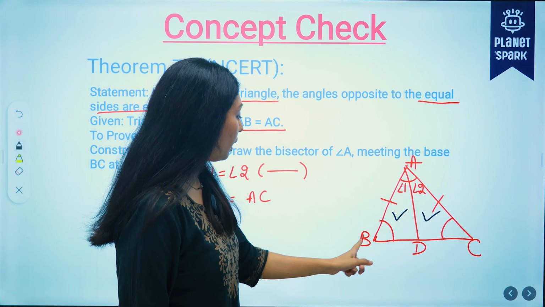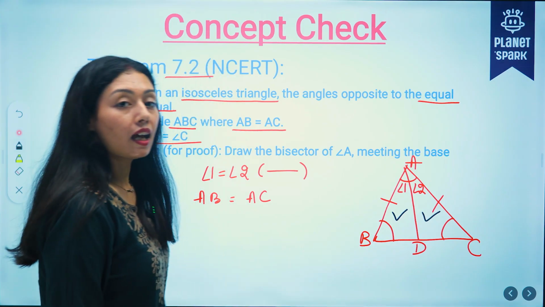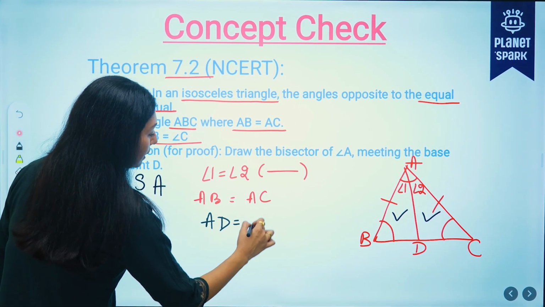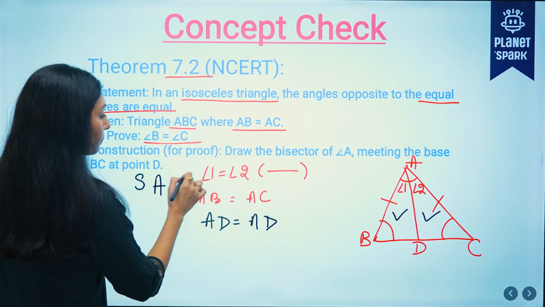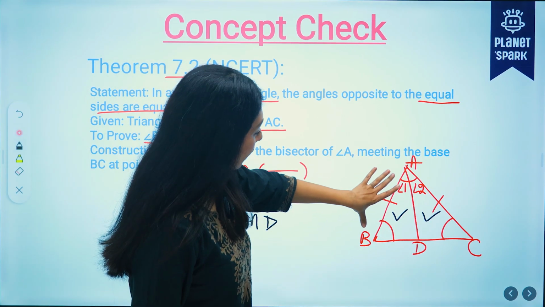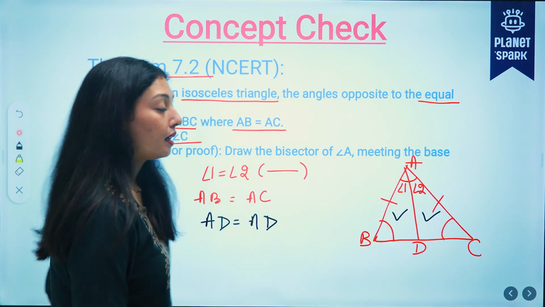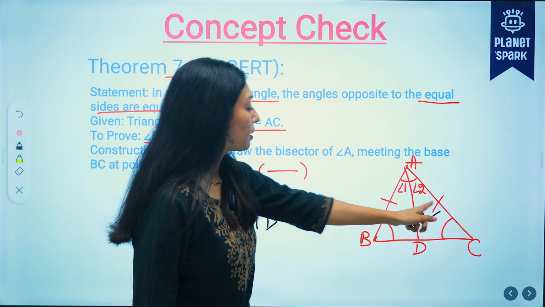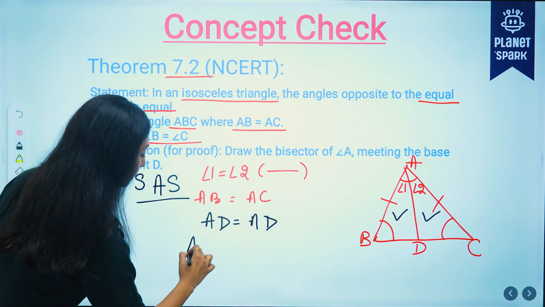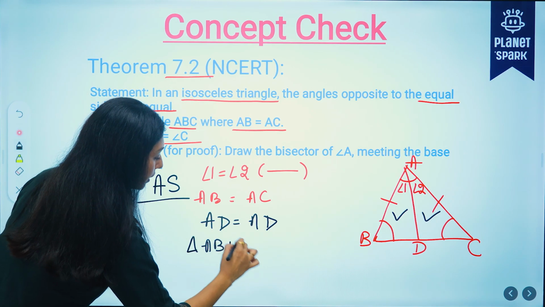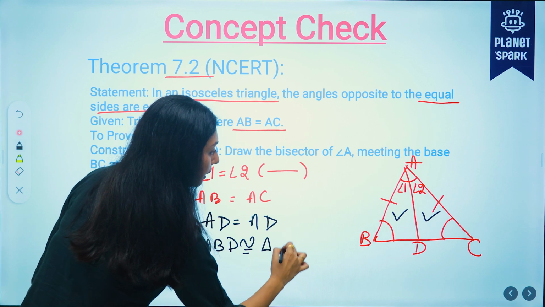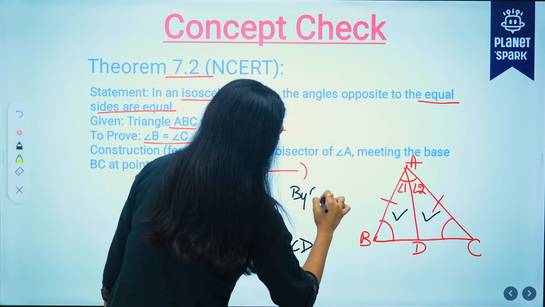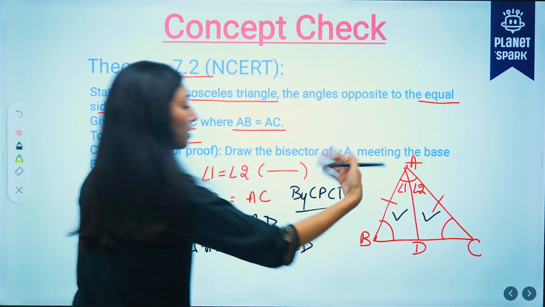Yes, in triangle ABD and triangle ACD, I have this common side AD there, right? So I can write AD is equal to AD. Both are common. Now, what is the order there, everybody? Side, angle, and side. So by SAS criteria, we can say the triangles are congruent. Which two triangles, everybody? Triangle ABD is congruent to triangle ACD. Then by CPCT, what can we write here? The rest of the parts equal.